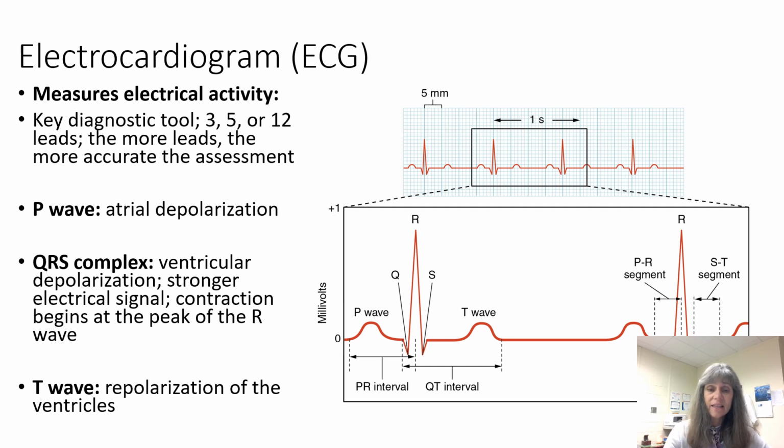When we look at the EKG or ECG, you'll remember that the P wave that we see here is indicative of atrial depolarization. The QRS complex is indicative of ventricular depolarization. And you notice that the depolarization of the ventricles is much stronger than it is of the atria. And contraction of the ventricles actually begins at the peak of the R wave. The T wave is indicative of ventricular repolarization. So we see these electrical events on the ECG.